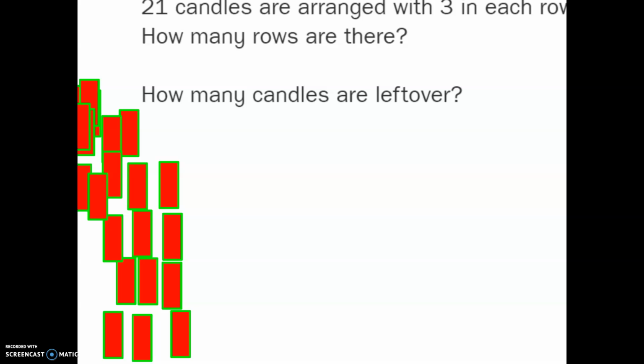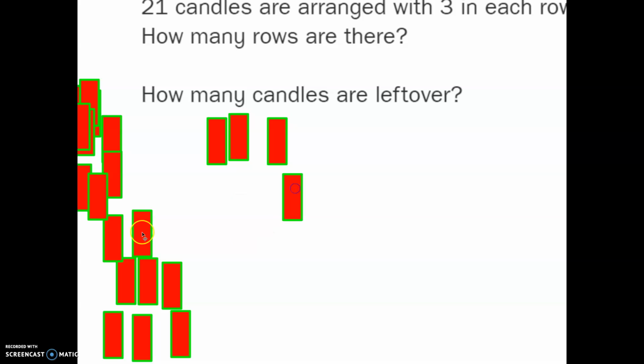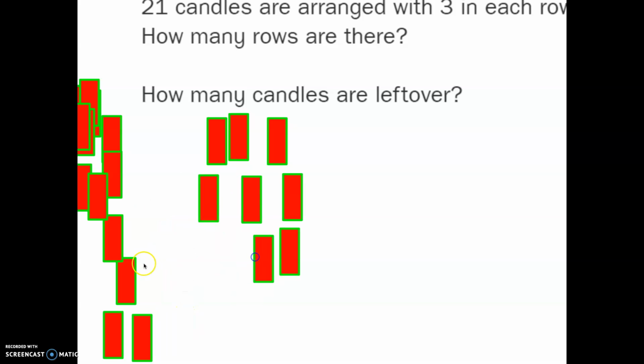21 candles are arranged in 3 rows. How many rows are there? Well, 21 candles, and they're in, with 3 in each row. 3 in each row. So 1, 2, 3. 1, 2, 3. 1, 2, 3. Tidy that up a little bit.